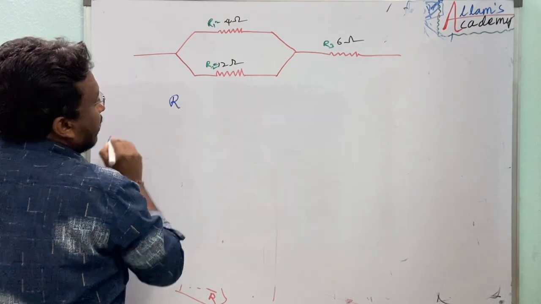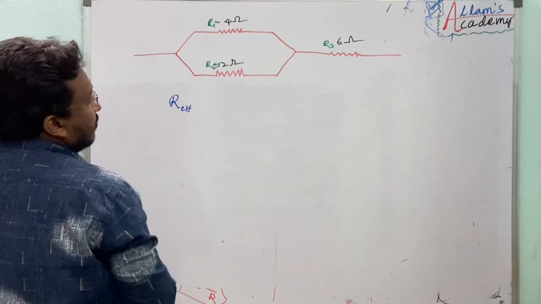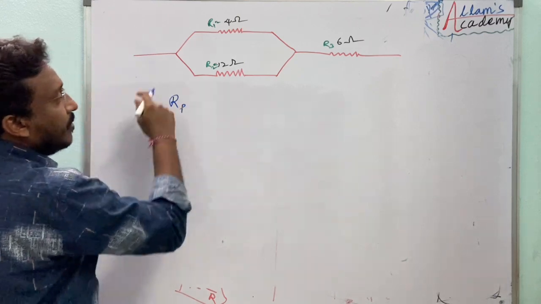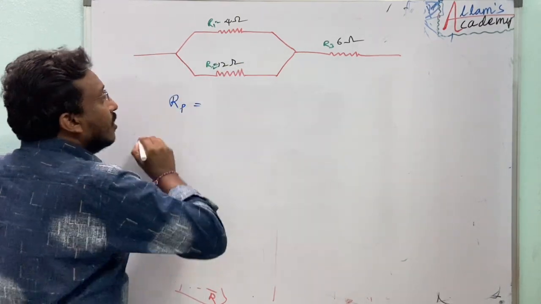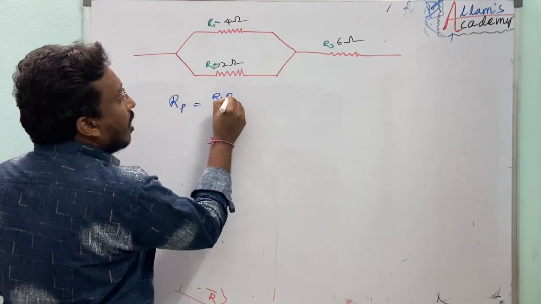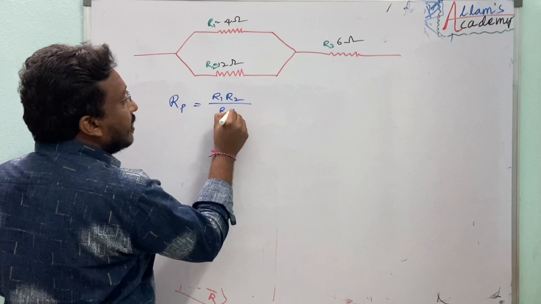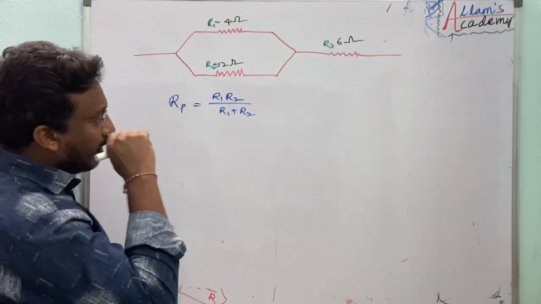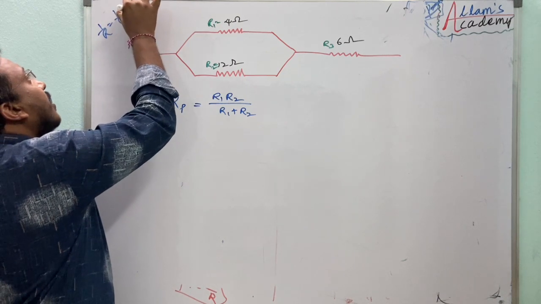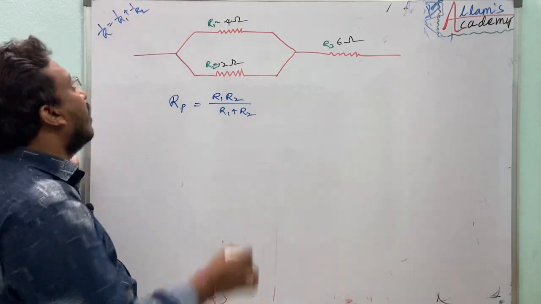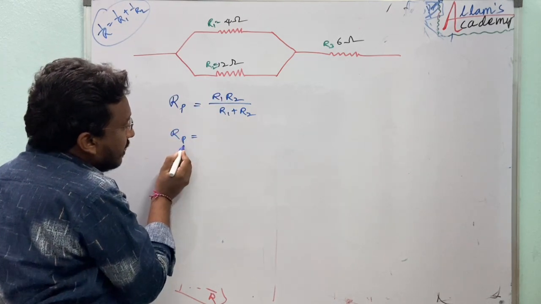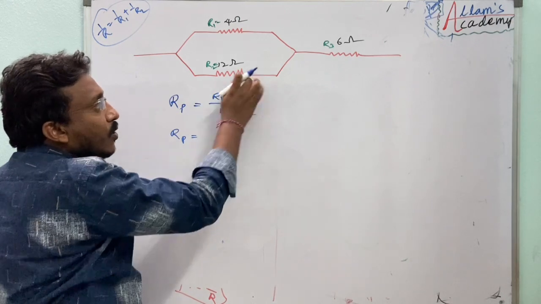So I will use this principle, R effective of parallel. I will write it as RP, that means parallel connection. So what is the principle? R1 R2 by R1 plus R2. Otherwise, you can use 1 by R equals 1 by R1 plus 1 by R2, whatever it may be. Here I am using this one. RP, P means parallel connection. Here two are there, no?